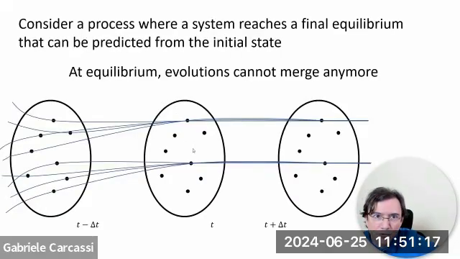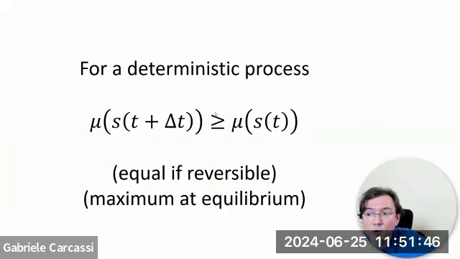Now, entropy also has to do something interesting at equilibrium. Consider a process where a system reaches a final equilibrium, and you assume that the equilibrium can be predicted from the initial state. So, okay, you have a bunch of different states. There's going to be some kind of evolution here, but at some point they are going to go to the equilibrium state, and they're going to remain where the equilibrium is. Now, at that point, when we are in equilibrium, the evolutions cannot merge anymore, and therefore the number of evolutions per state has to remain the same. And so not only does our quantity never decrease and stay equal if reversible, but it finds its maximum at equilibrium. And this really starts sounding like an entropy.